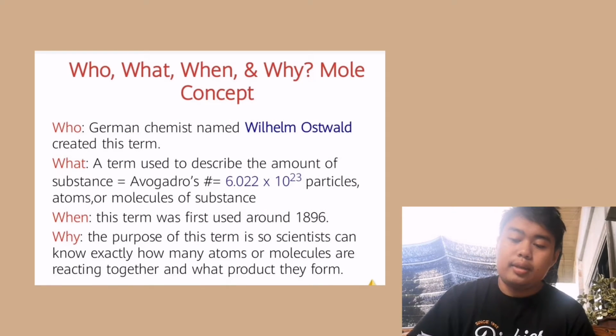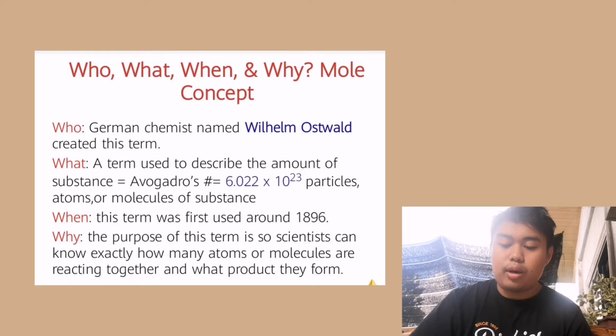Who, what, when, and why. Mole concept. Who? German chemist named Wilhelm Ostwald and his team created it. What? A term used to describe an amount of substance, and Avogadro's number equals 6.022 times 10 to the 23rd particles, atoms, or molecules of substance. When? This term was first used around 1896.